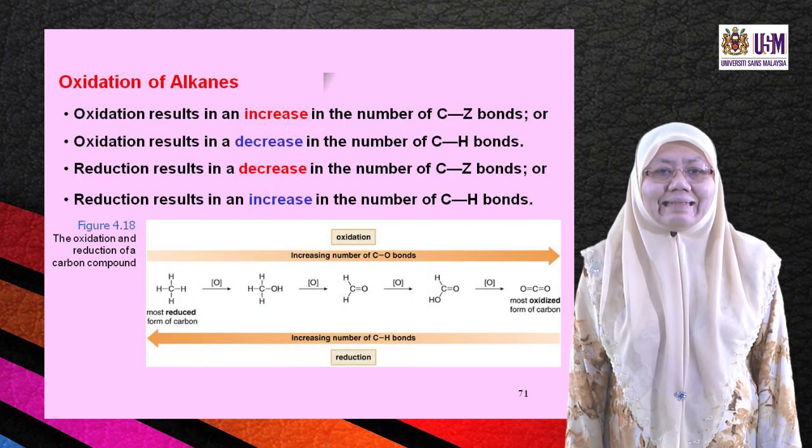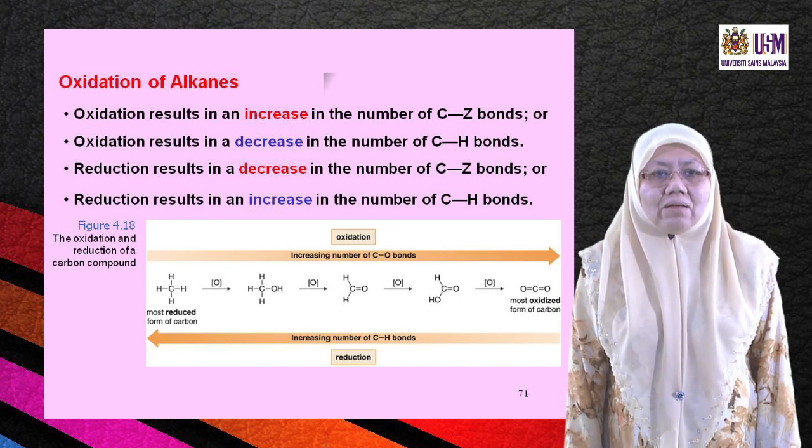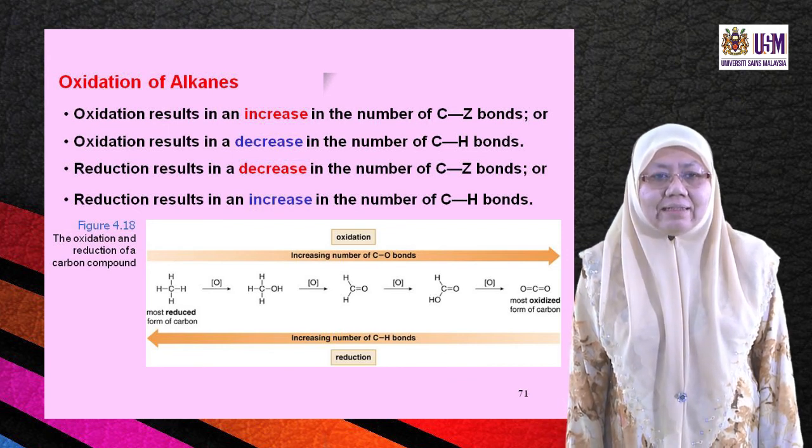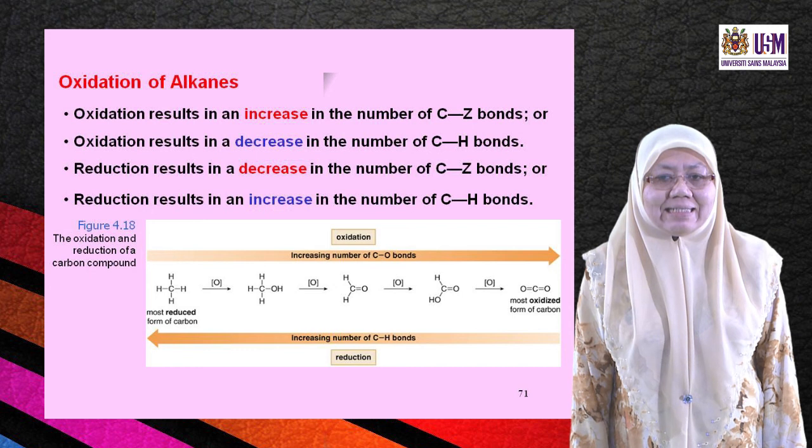Oxidation results in an increase in the number of C-Z bonds, or oxidation results in a decrease in the number of carbon-hydrogen bonds. Reduction results in a decrease in the carbon-Z bonds, or reduction results in an increase in the number of C-H bonds. In figure 4.18, we see the oxidation and reduction of a carbon compound.